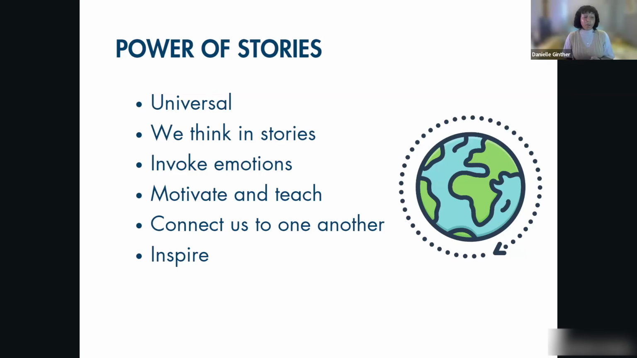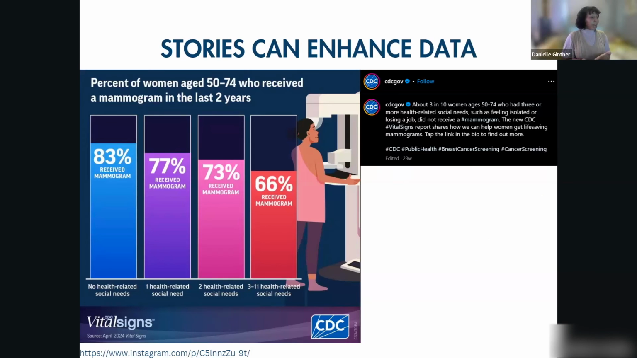So I just want to show a couple of examples. Now, this is just something I pulled off of CDC's Instagram page, but it is data showing that those with more health-related social needs were less likely to have gotten a mammogram in the past 2 years. But how may a story have enhanced this data or clarified the situation or what this means for breast cancer screening? This is not to say this isn't a good presentation of data. It's eye-catching, it's easy to read, but stories can help connect the audience to the message, humanize it, and promote action.